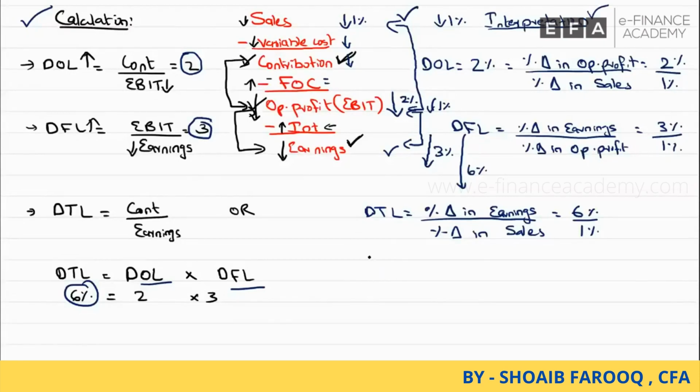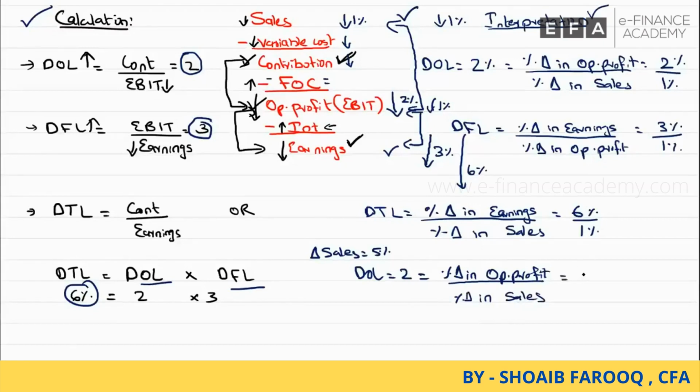Sometimes they could tell you the degree of operating leverage is 2, and if sales change by 5%, what is the impact on operating profit? So we're saying if sales are changing by 5%, and we want to find the impact on operating profit given a degree of operating leverage of 2. To answer this, it's quite simple. If you know the interpretation is percentage change in operating profit divided by percentage change in sales.